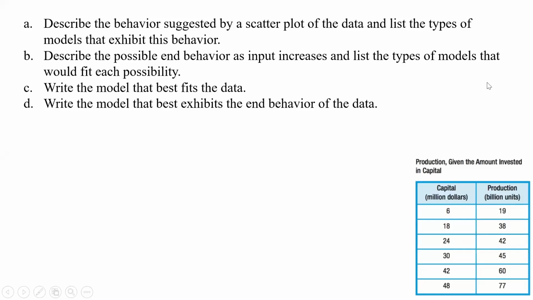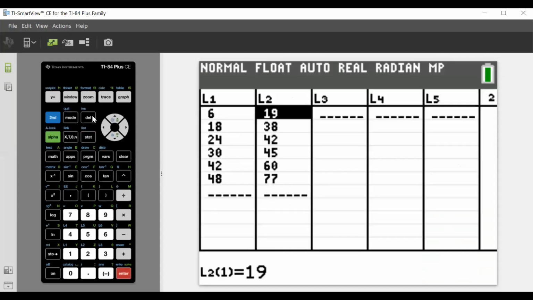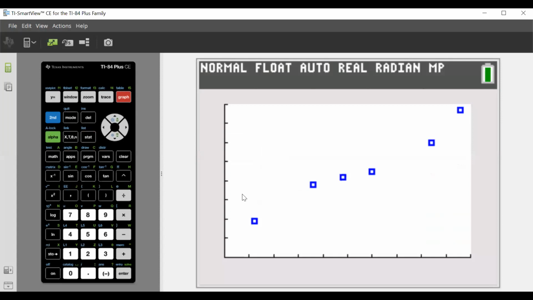Okay, we're back. So we have the same questions, but a new set of data here. So our new data says, production given the amount invested in capital. So we have capital as our input in millions of dollars, and then our production is billions of units. So what I did is I went ahead and plugged that into my calculator online here. And as you can see, we have our input and output and our graph.